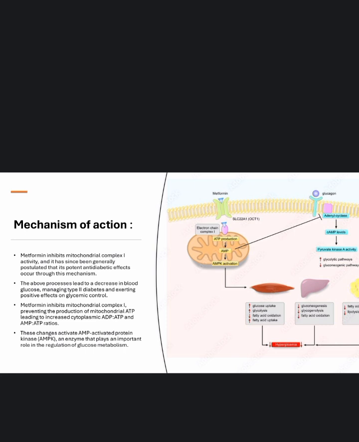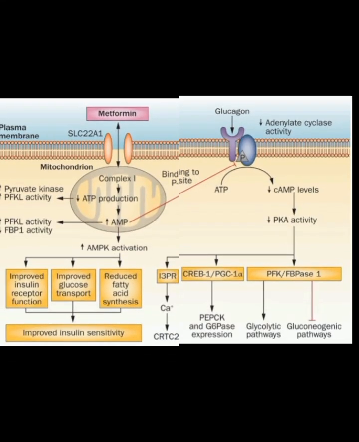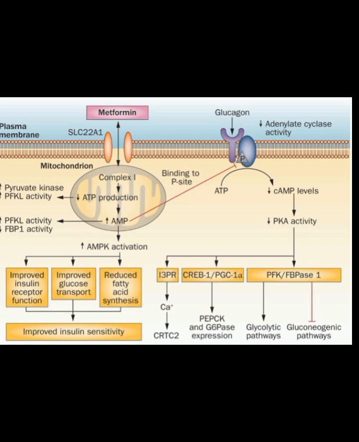After ingestion, being absorbed in the bloodstream, metformin is transported to the liver by blood, and then from the blood, organic cation transporters are responsible for the uptake of metformin into the hepatocytes. As this drug is positively charged, it accumulates in the cells and in the mitochondria because of the membrane potential across the plasma membrane. Metformin inhibits mitochondrial complex 1, preventing the production of mitochondrial ATP and leading to increased cytoplasmic ADP-ATP and AMP-ATP ratios. These changes activate the AMP-activated protein kinase enzyme.